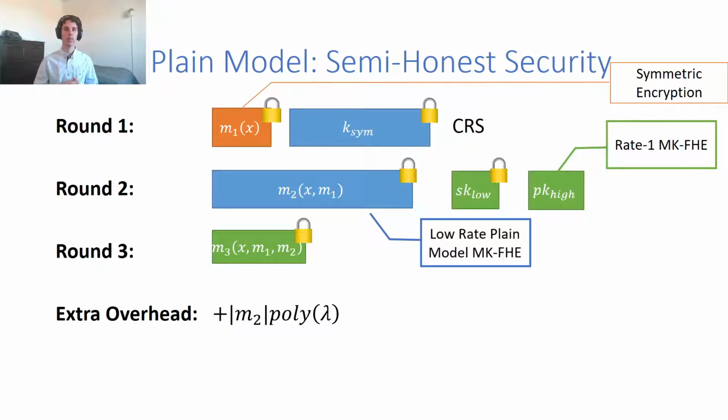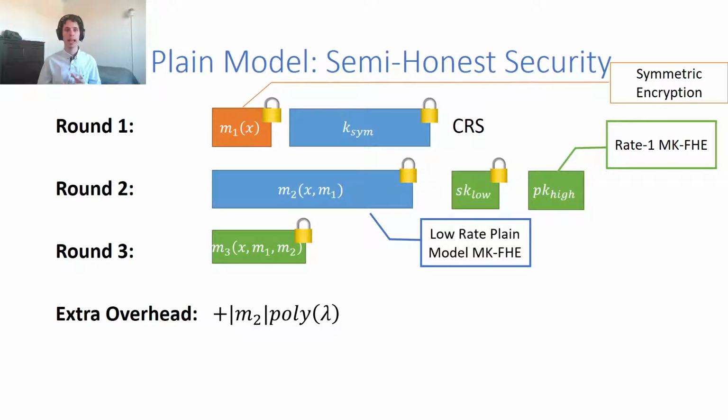In the first round, we can just use a symmetric encryption scheme, which has rate 1, to encrypt our first message. However, in order to transform this into the second message, we need to key swap into a plain model multi-key FHE scheme, which might have low rate. And the key swapping is simply done by encrypting the symmetric ciphertext underneath the plain model MKFHE, and then running the decryption circuit using the encrypted secret key for the symmetric scheme.